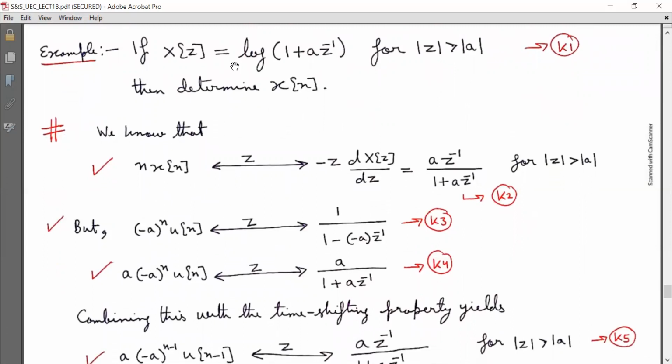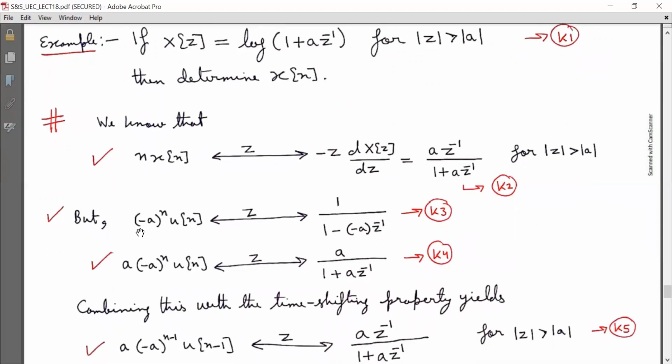Now we have X(z) equal to log(1 + a z^-1). We will substitute it here and we will get a z^-1 divided by 1 + a z^-1 for magnitude of z greater than magnitude of a. I have substituted the value of X(z) here, that is log(1 + a z^-1), and I have got a z^-1 over 1 + a z^-1.